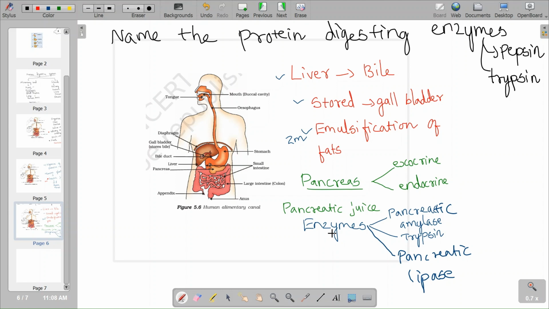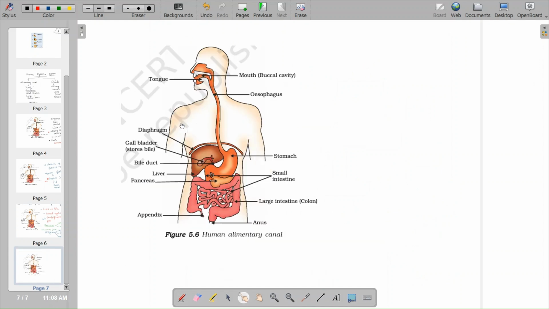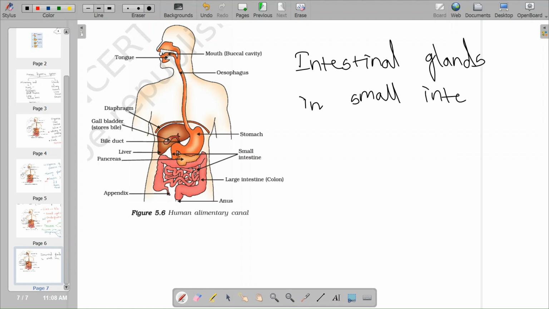Now the digestion is not completed here. We want the end product of complex nutrients. So again we have intestinal glands in our small intestine. The intestinal glands in the small intestine secrete intestinal juice.